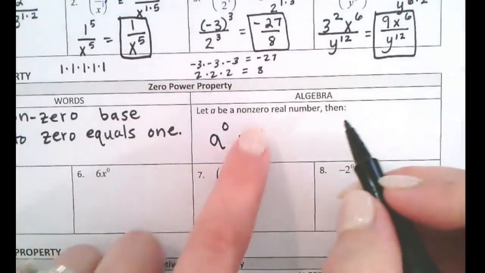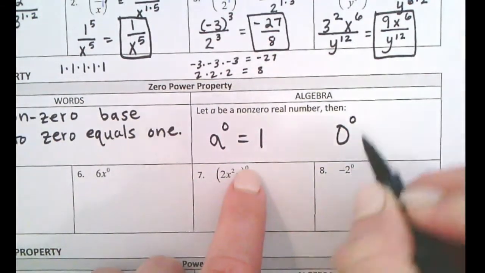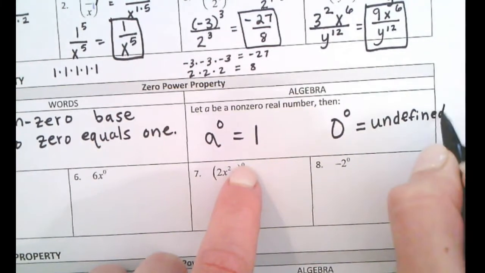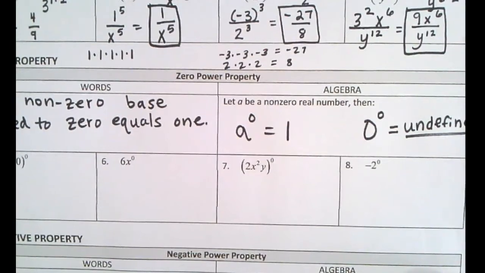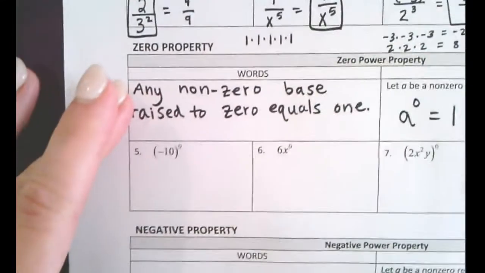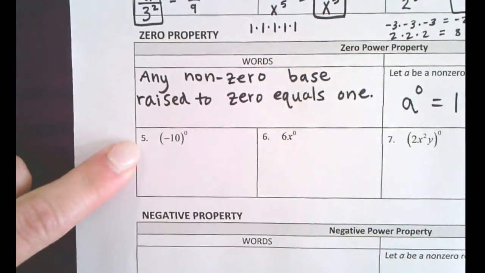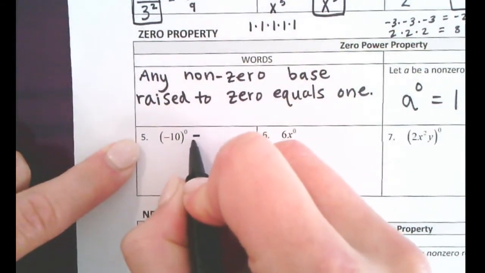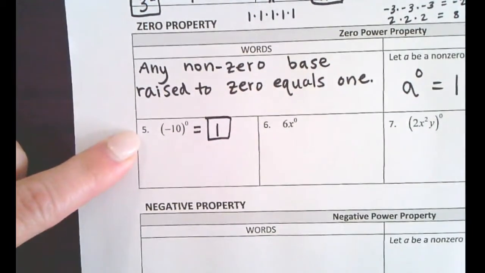Now the reason we cannot have A be zero is that if I had 0 raised to the 0 power, this is actually undefined. We cannot raise 0 to the 0 power, but we can raise any other number to 0 and it equals 1. For example, and you can check these in your calculator, negative 10 raised to the 0 power means I have 0 negative 10s. So to the 0 power, this equals 1. That is our final answer.